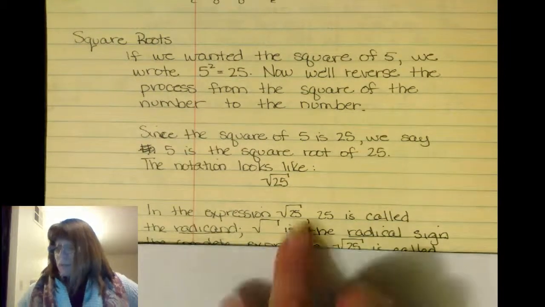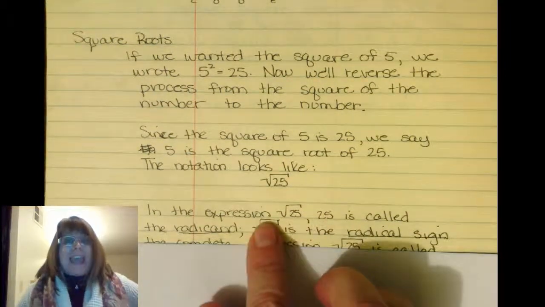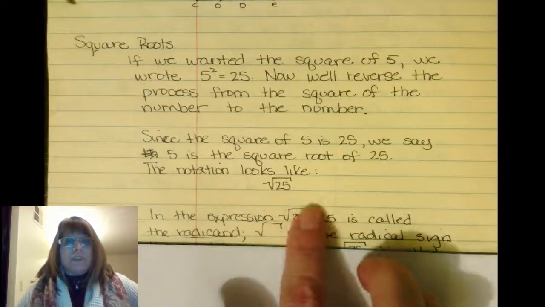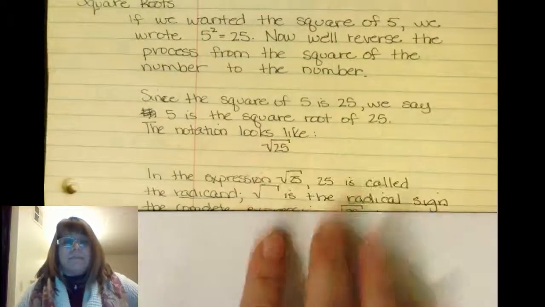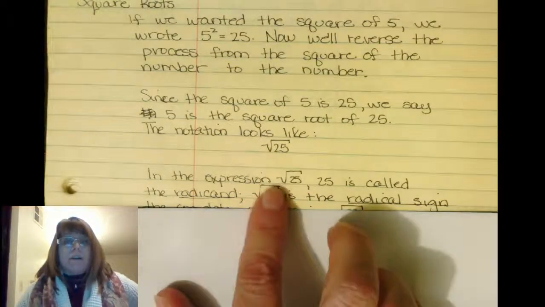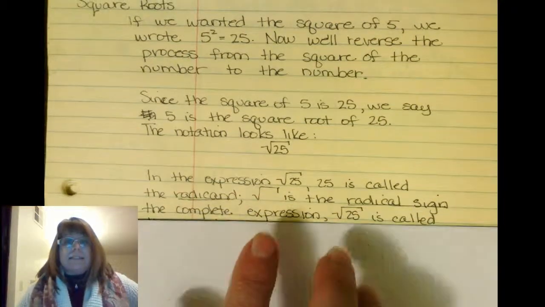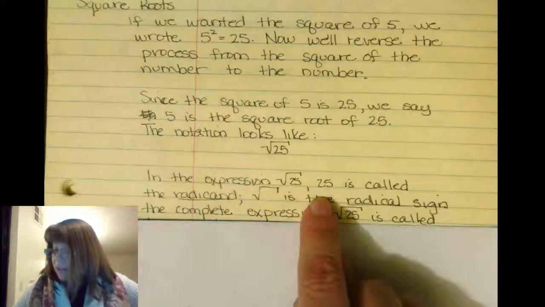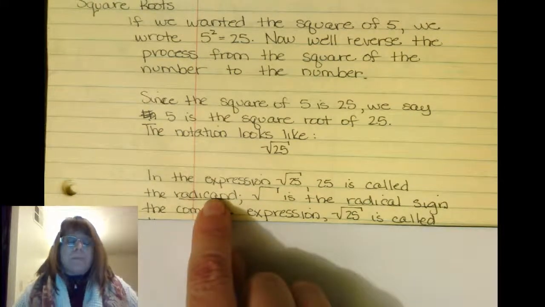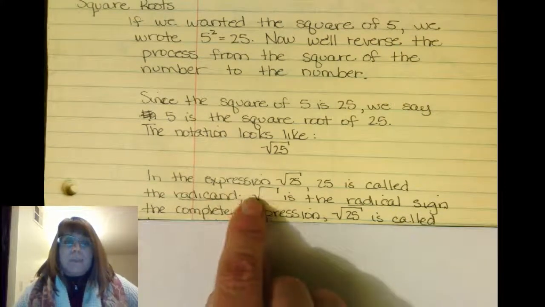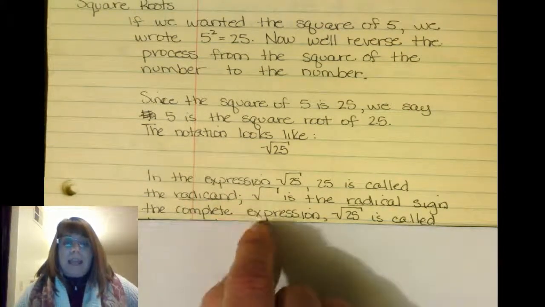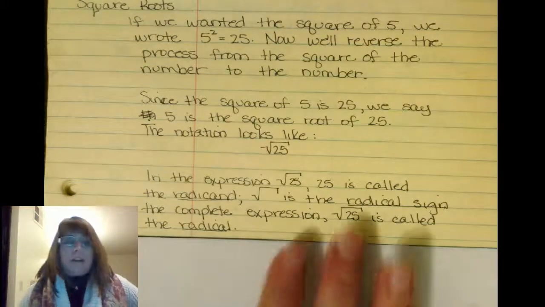In the expression, 25 is called the radicand. The whole entire expression is called the radical. This marker is called the radical sign. And the 25 is called the radicand. The number inside the radical bracket is the radicand. The symbol is the radical sign, and the complete expression is called the radical.